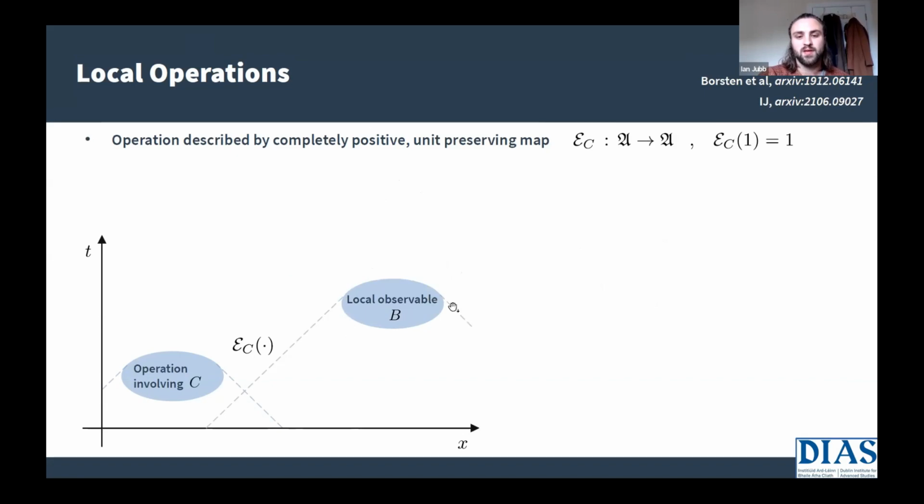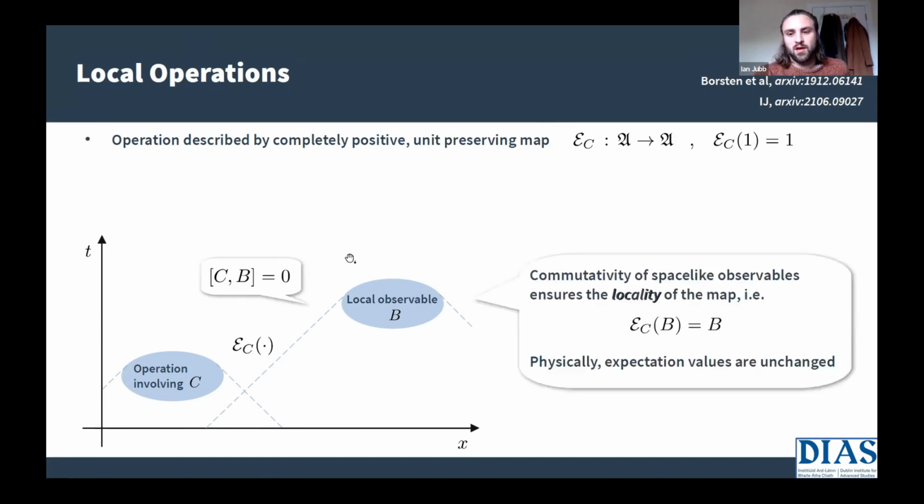Now, in the case that B is space-like to C, then space-like commutativity, this Einstein causality, says that C and B commute. And this then ensures what I'll just call the locality of the map. That is, the map will act trivially on B, so it just spits out B again. And you can check this for the two maps that I've shown, the unitary kicks and the ideal measurements. And what this is encoding physically is that expectation values are independent from any operations that are space-like. So measuring an expectation value in here should not depend on any operations that are happening in space-like regions.